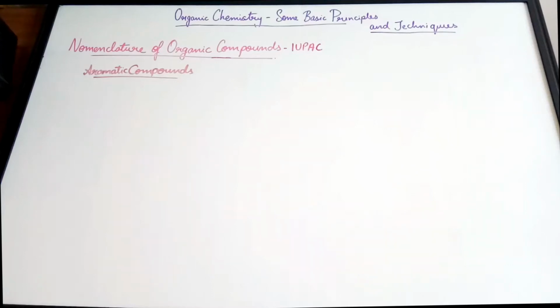In the previous video, we had learned about nomenclature of alicyclic compounds. In this one, we are going to be talking about aromatic compounds and their nomenclature. Specifically, we are going to be focusing on the benzene ring.